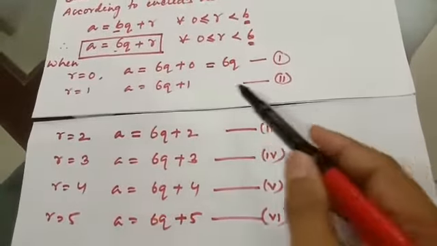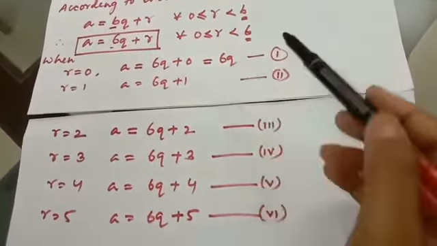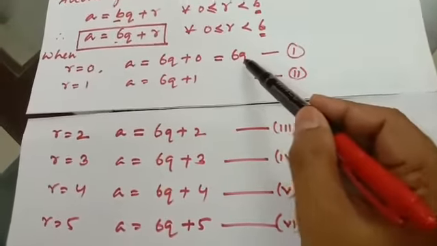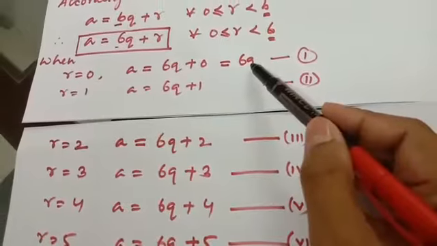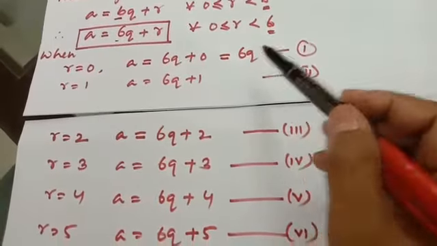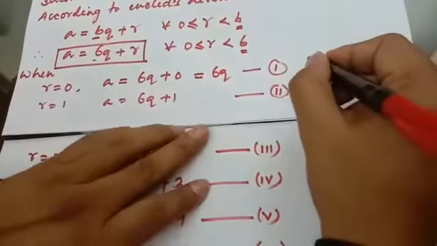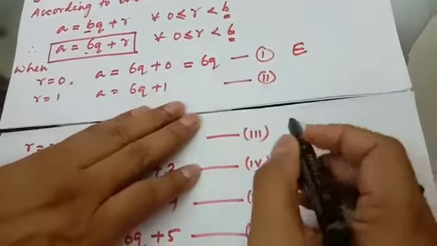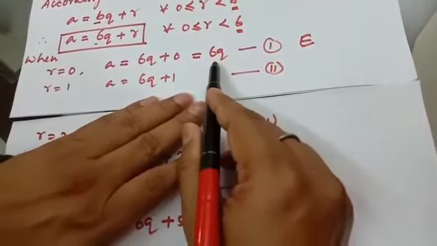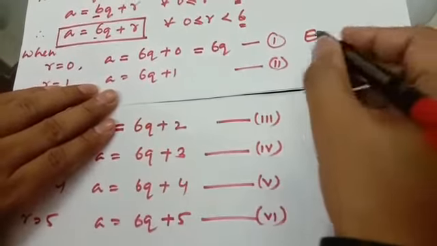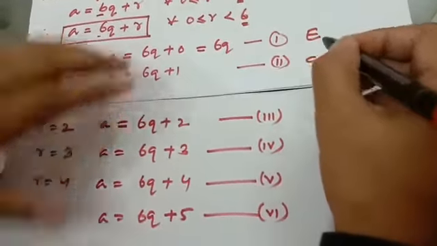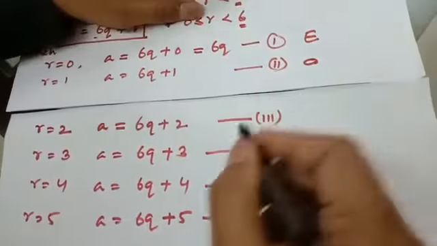But when you see equation 1, you see that 6q is divisible by 2. You can divide 6q by 2. As it is divisible by 2, this is an even integer. So 6q represents an even integer, but 6q plus 1 is not divisible by 2. So this represents an odd integer.